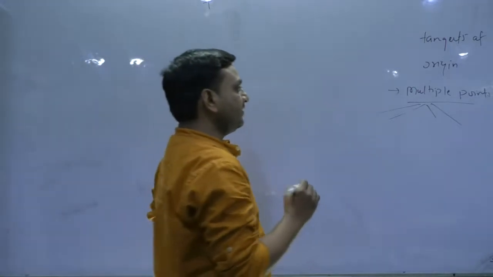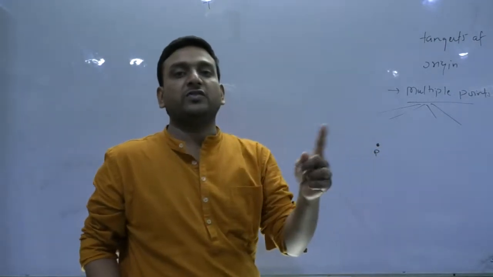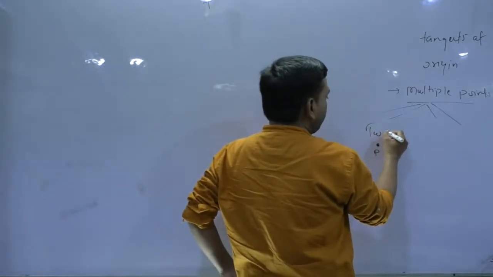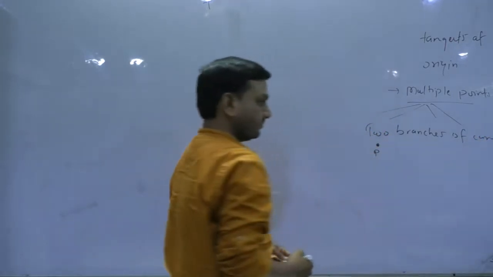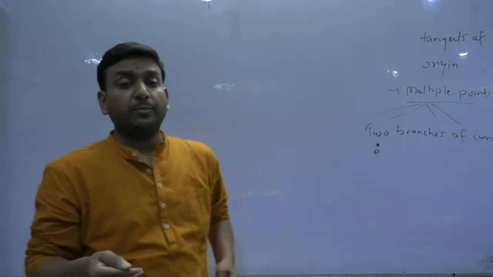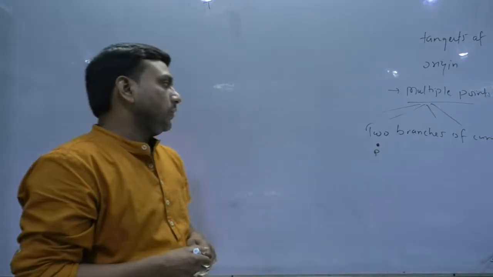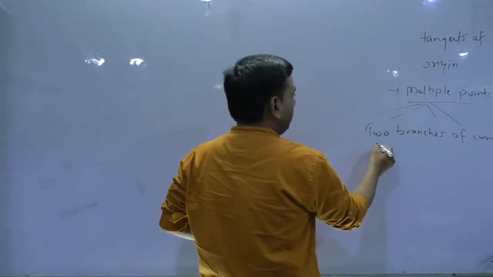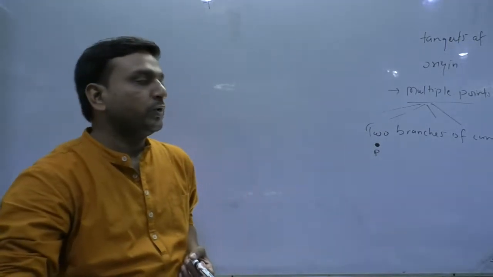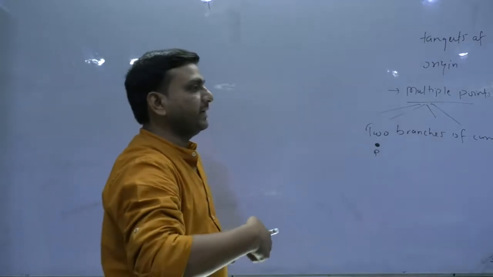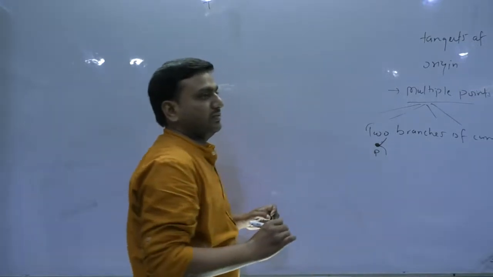Fine. So let's say you have a point P through which two branches of a curve pass. Or there may be a point through which three branches, four branches and so on pass. That point itself will be known as a multiple point for that particular curve. When we talk about a double point, it means a point through which two branches of the curve pass.